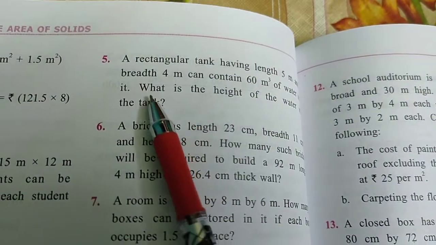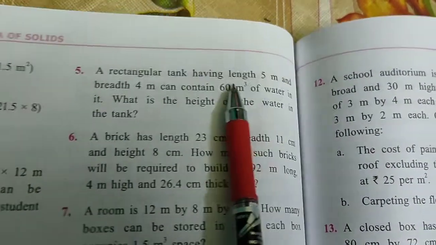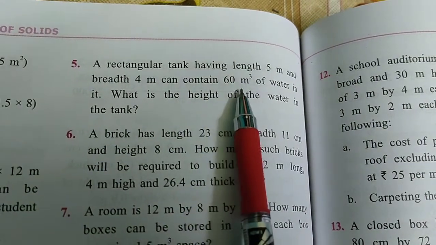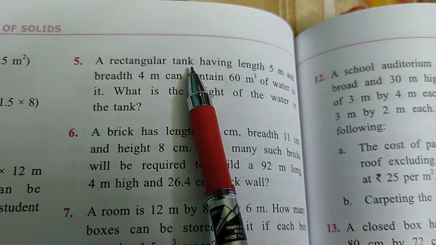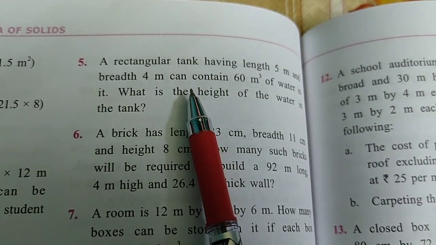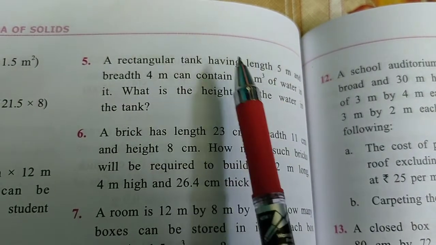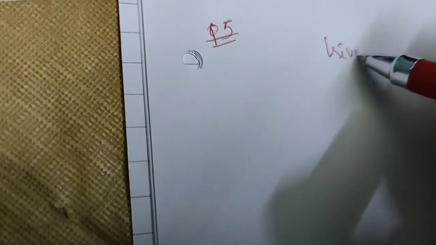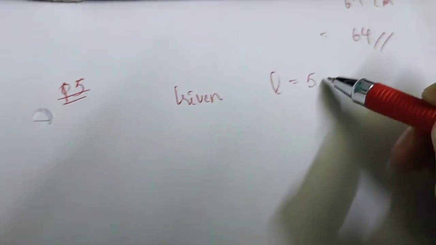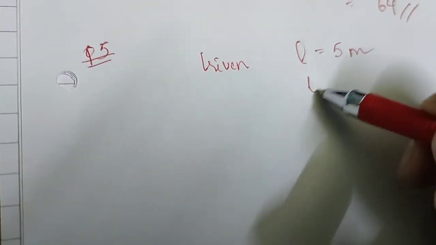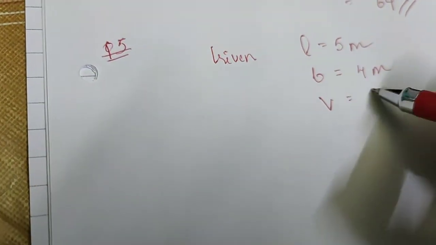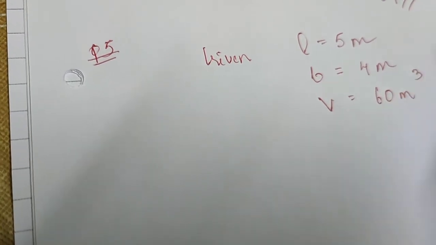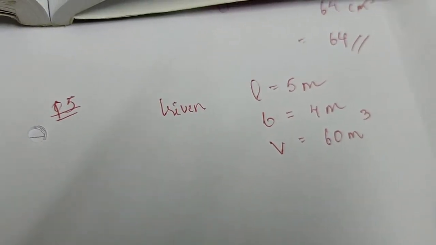So next question is question number 5. A rectangular tank having length, breadth given, contains 60 meter cube. First, it is a rectangular tank, so it means it is a cuboid shape. Okay, a cuboid shape. So let us first write down length is given, breadth is given, and volume is given. So given, first write down the given things. Given length is equal to 5 meter, breadth is equal to 4 meter, and volume is equal to 60 meter cube. Okay, 60 meter cube.